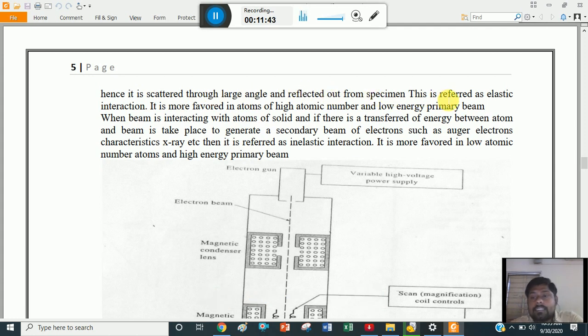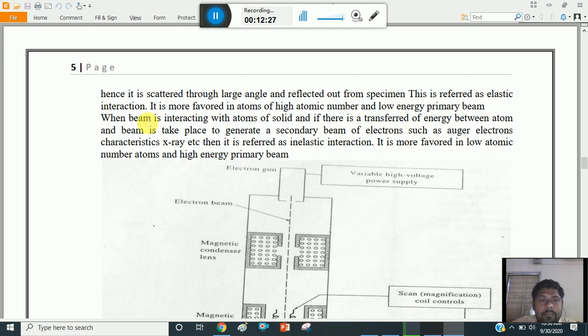So that is referred to as elastic scattering, or elastic interaction. That means when a beam of electrons is incident on the surface of the sample and, without transfer of energy, the electrons are just reflected out while undergoing interaction with the atoms present on the surface of the sample, without exchange of energy, those kinds of interactions are known as elastic interaction. It is more favored in atoms of high atomic number.